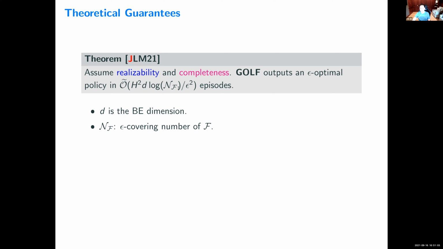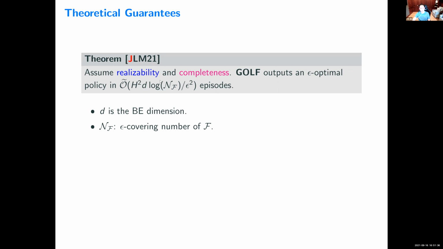Okay, I need to say slowly about what each term is. First, H is the length of each game, so it's H squared dependence. And d is the Bellman-Eluder dimension, which in the linear function class you can think of as just the linear dimension d. And for kernels, it's the effective dimension. It's just some intrinsic complexity measure of the function class. And this N_F is the epsilon covering number of the function class F in terms of the infinity norm. And we have the logarithmic dependence on this N_F.